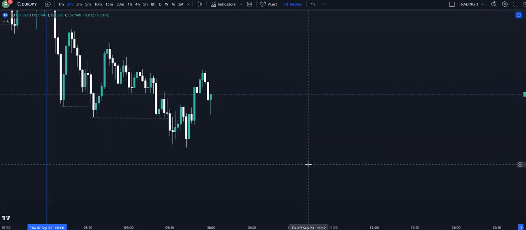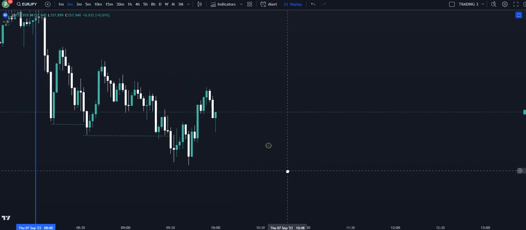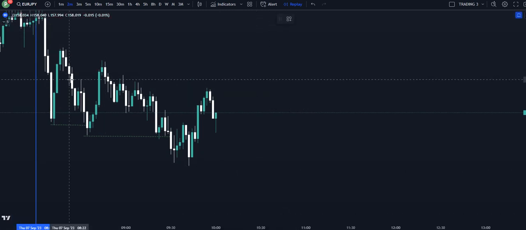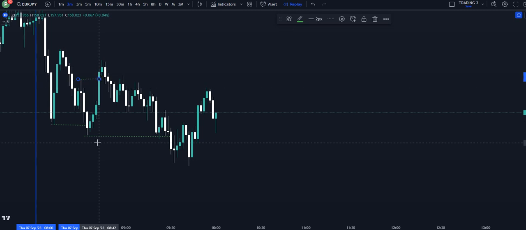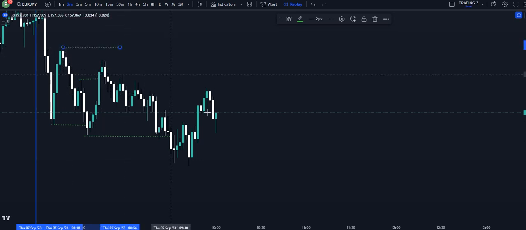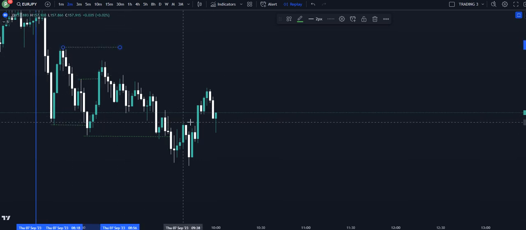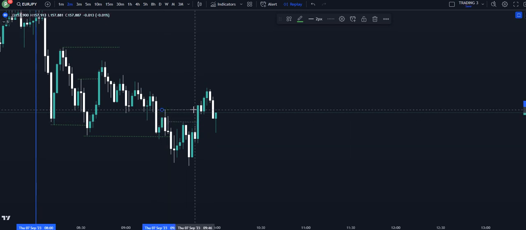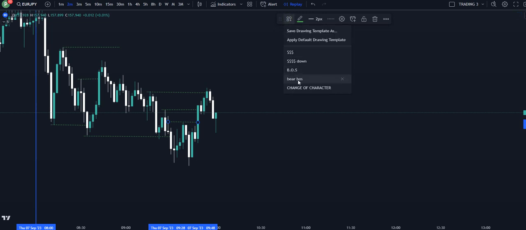Okay, let's take a look at what we have. Now here you can see that we have a change of character, but this was unbroken. Now here we have a break of this. We have a break of this, and we also have a break of this. So this one is the change followed by two breaks of structure.